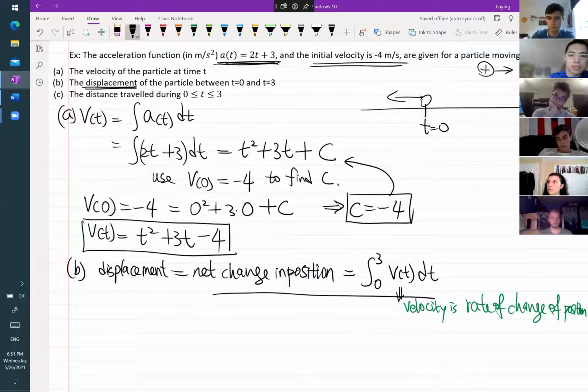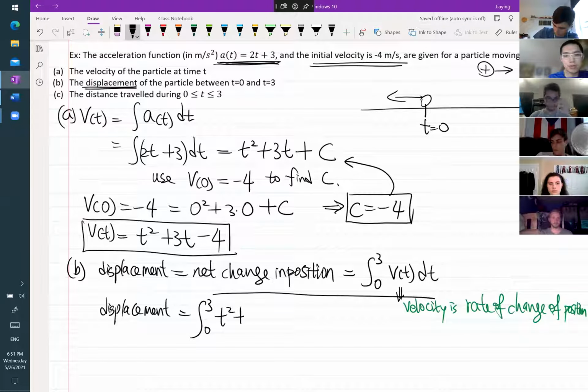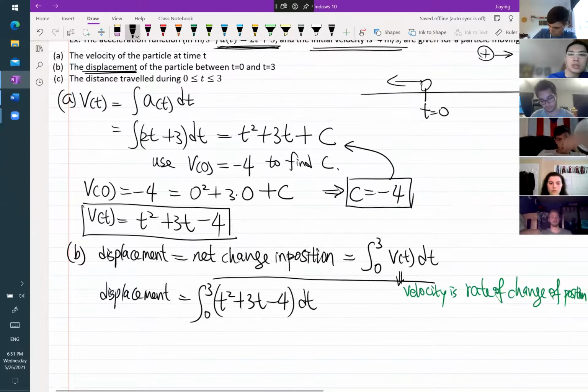So displacement is equal to the definite integral from 0 to 3 of the velocity function, which we found just now. So that's t squared plus 3t minus 4. We're going to integrate that with respect to time. That will give us a net change in position, which is displacement. And I'm just going to integrate each term separately.